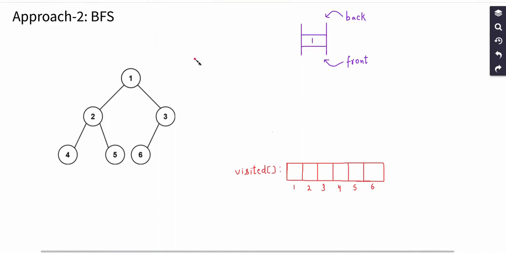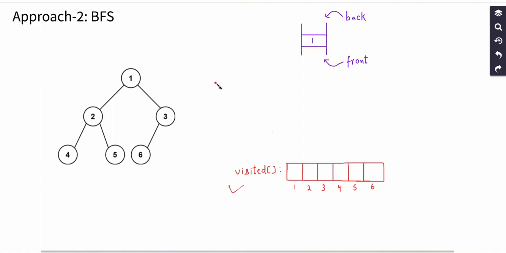Let's understand how BFS is used to count the number of nodes in the given binary tree. So this is our target binary tree. We take a queue and we push the root node inside the queue. So this is our visited array. So we know that in BFS we traverse the nodes level wise. So first we traverse the nodes in the very first level, then we traverse the nodes in the next level in this fashion.